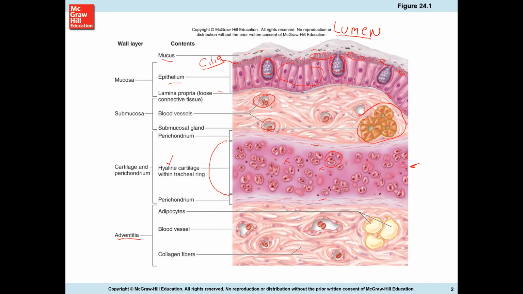So if this is the trachea, the esophagus is always posterior to the trachea. So there's a connection you'll see, and there's a muscle in the back of the trachea. But this could be most of the upper respiratory system, including the pharynx. So the pharynx is below the nasal cavity, which we'll see. So know these layers of histology.